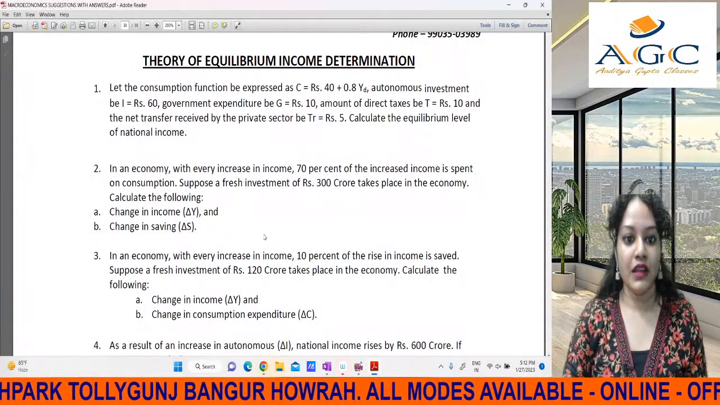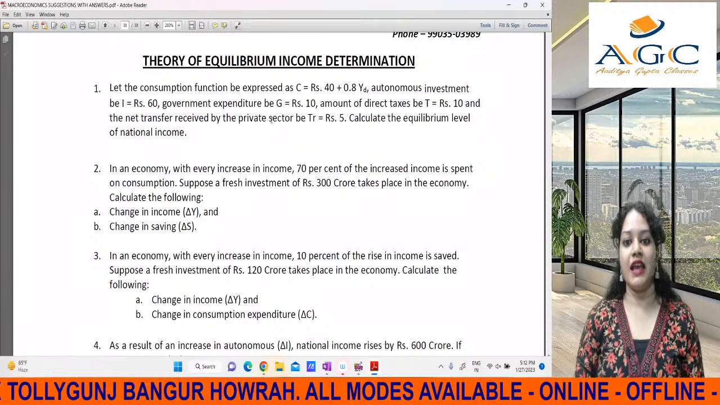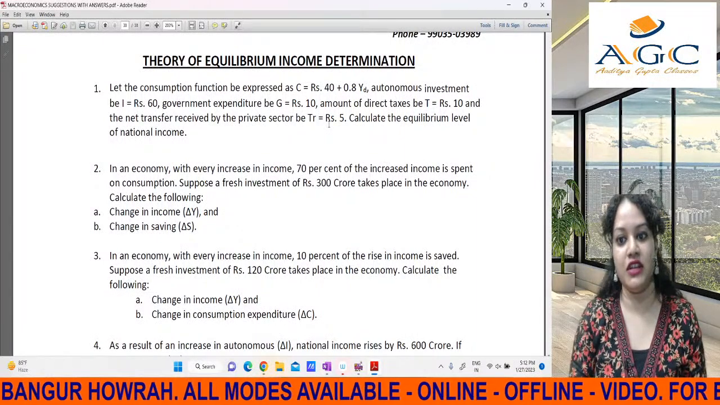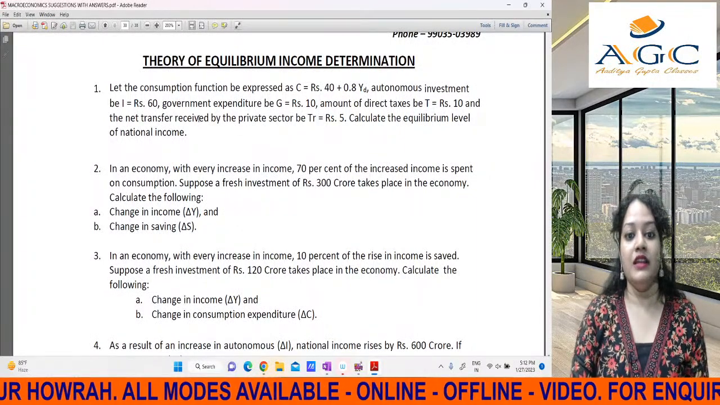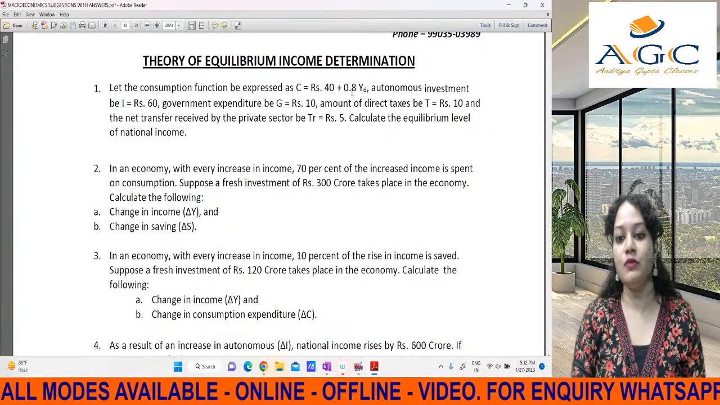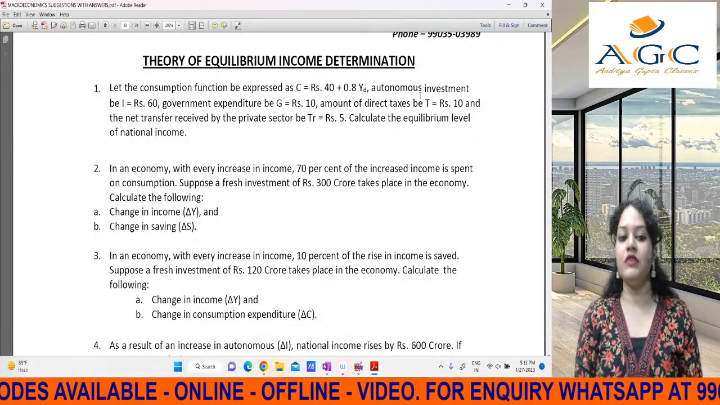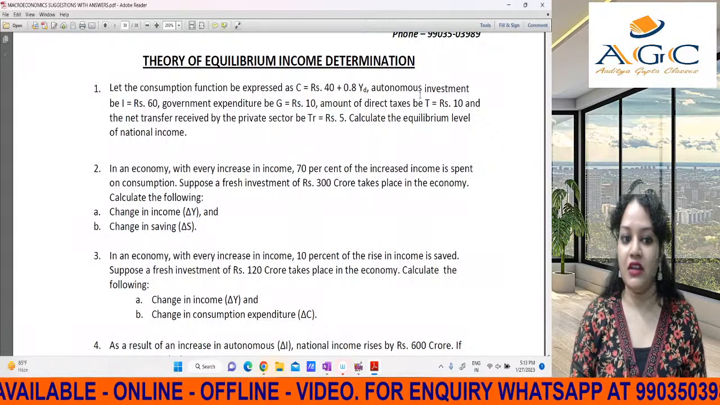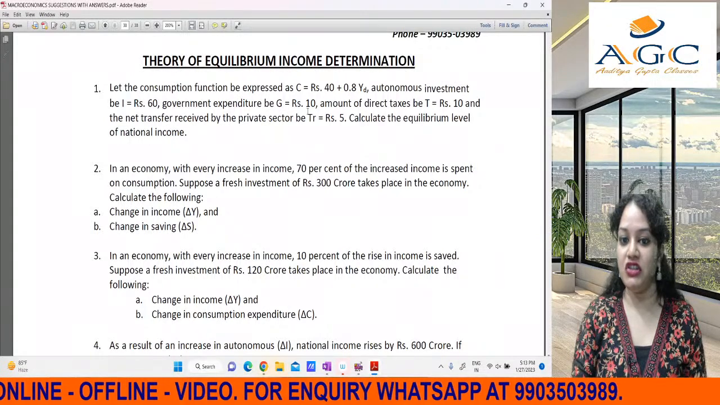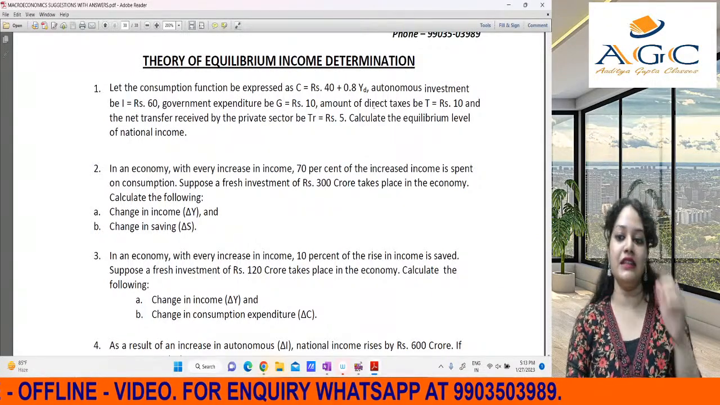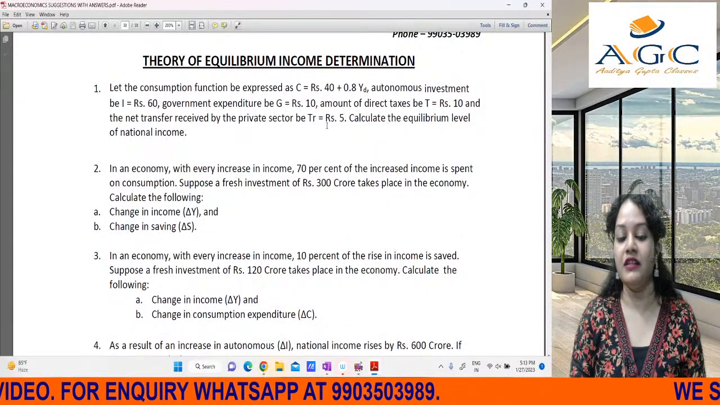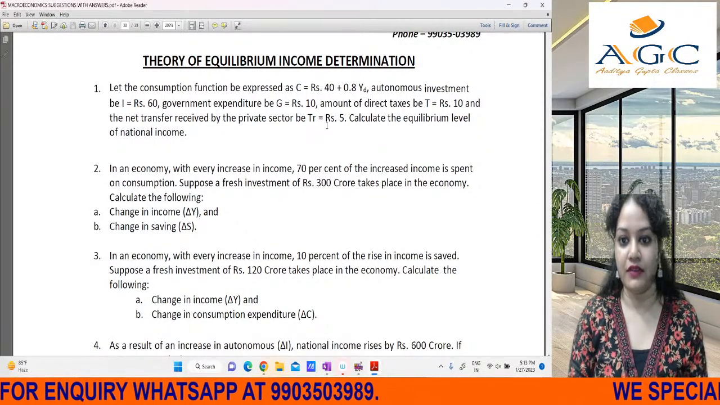Now see, let the consumption function be expressed as C is equal to, because according to this we can learn a simple concept of Keynesian consumption function as well. That is why I am starting with the sum. Let the consumption function be expressed as C is equal to rupees 40 plus 0.8 YD. Autonomous investment, we already know what autonomous investment is. Autonomous investment is rupees 60. Government expenditure is G, that is 10, and amount of direct taxes, that is T, is equal to rupees 10. And the net transfer received by the private sector, that is TR, is equal to minus 5.